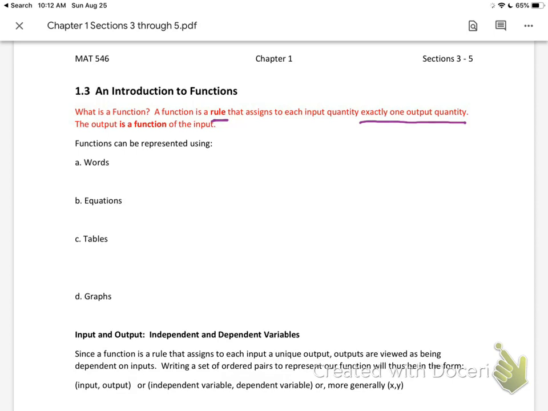Functions can be represented using words. For example, you can say height increases as age increases. So age is the independent variable and height would be dependent upon age for its value.